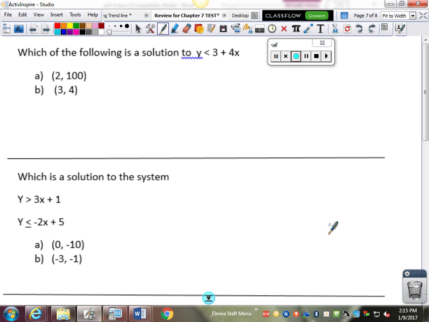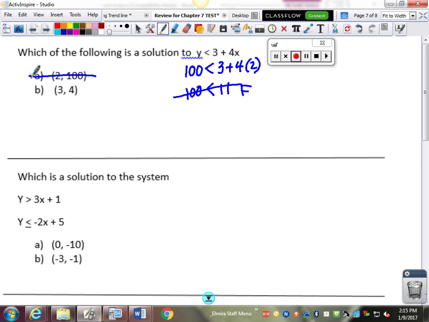Now, you can also look at this algebraically, which is if I sub values in, like 100 is less than 3 plus 4 times 2. I want to see if that's true or false. So 3 plus 8 is 11. Is 100 less than 11? No, that's false. So that would mean this choice is not the answer.